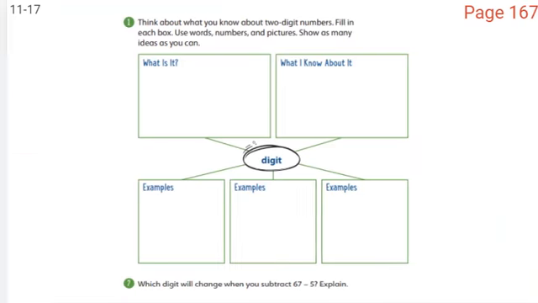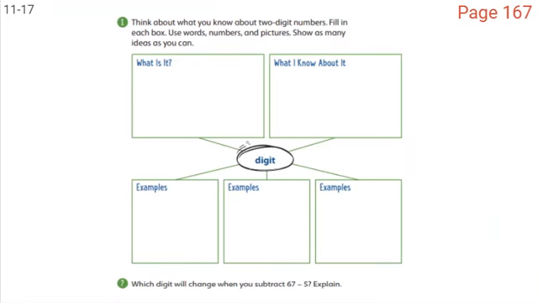Okay. Let's go on to page 167. So this is where you need to think about it. I want you to look in the book and come up with things here. But I shall read this to you. Think about what you know about two-digit numbers. Fill in each box. Use words, numbers, and pictures. Show as many ideas as you can.